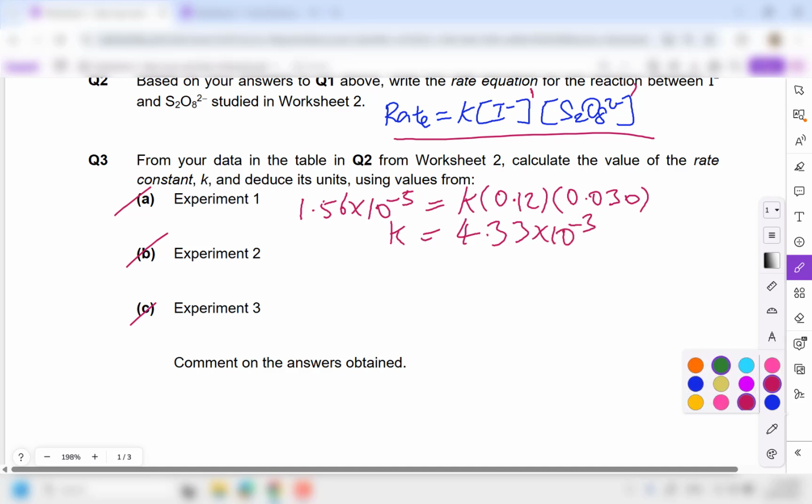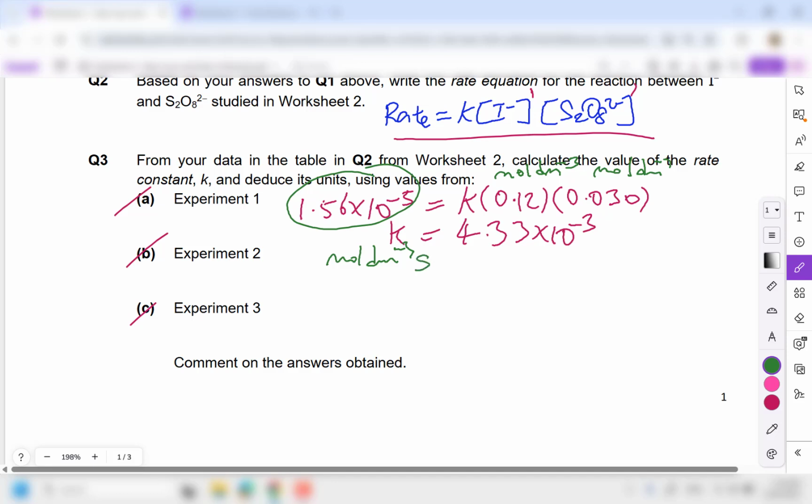Then right now I'm going to do dimensional analysis, or unit analysis, to find out the units for the rate constant. The concentration term is moles per dm cube, and another moles per dm cube. It's basically moles per dm cube squared, and the rate term here is moles per dm cube per second. So this term is going to cancel out.